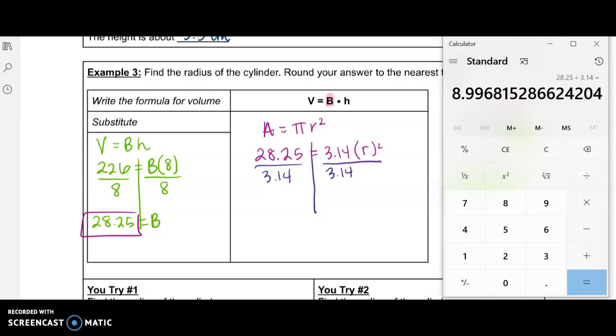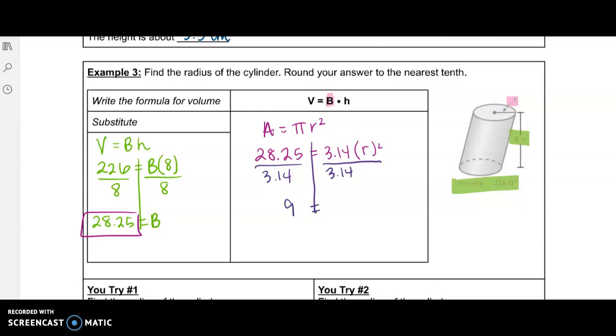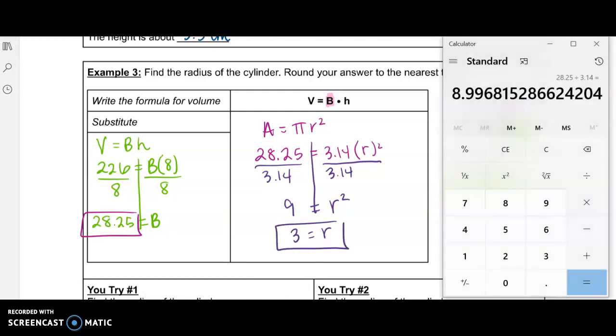So we're going to round this to the nearest whole number. So this is 9. And then that equals r squared. So this means some number times itself equals our radius. So the only number times itself that equals 9 would be 3 times 3. So 3 equals our radius. You can also, on your calculator, just hit this little square root. And this gives us 2.99, which when we round that to the nearest tenth, we'd round that again to 3. So our radius equals 3.